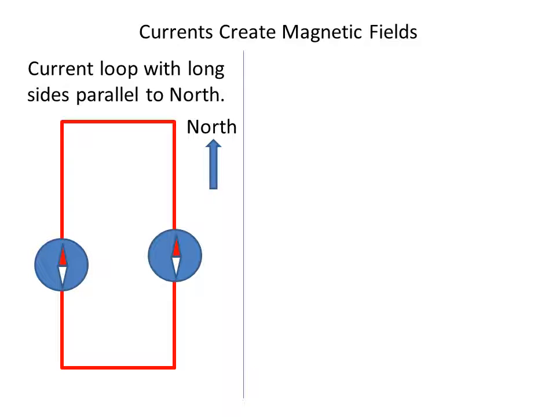And then we put two compasses on the two long sides of the wire, so that the red needle of the compass points north, parallel to the wire. When we turn on the current, we see that the needles of the compasses are deflected. The one on the right points to the right, the one on the left points to the left.